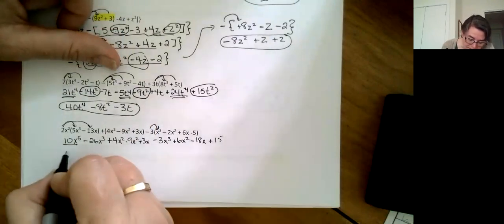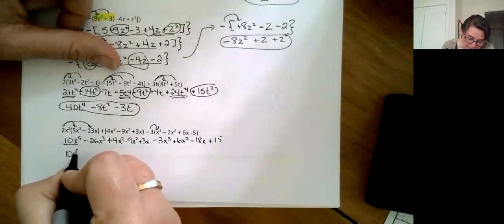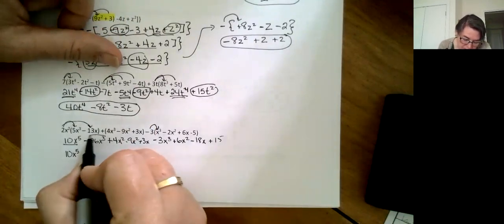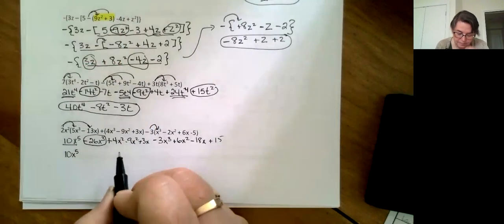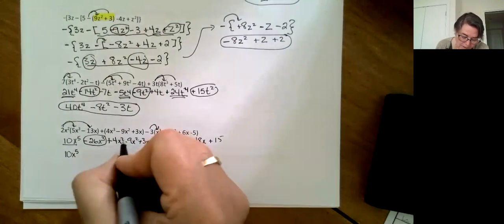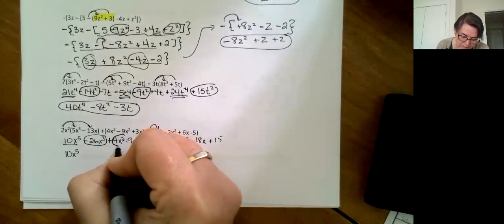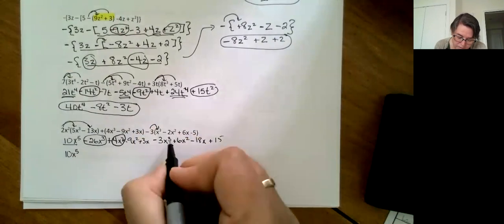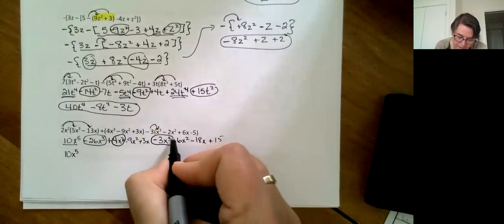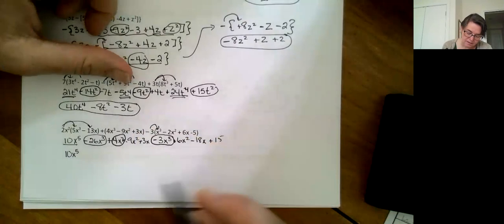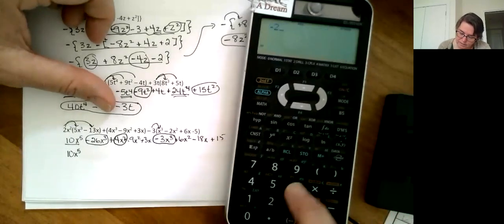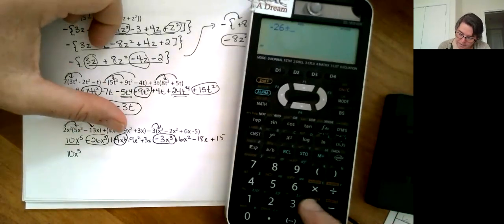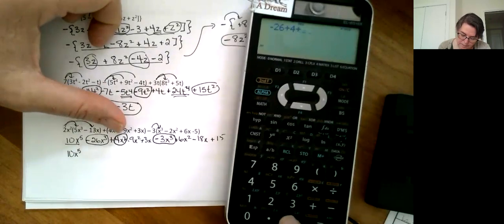I've got no more x to the fifth, so 10x to the fifth. Now, there's a third power. Oh, I copied that one wrong. So there's another third power. Double checking as I go. And there's one. So minus 26 plus 4 plus minus 3.